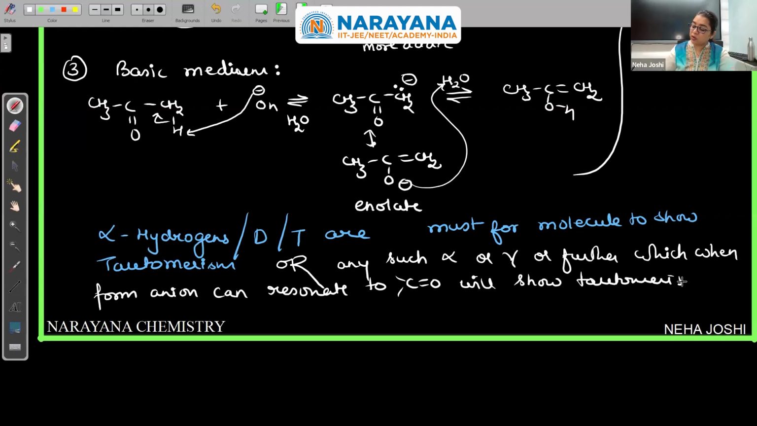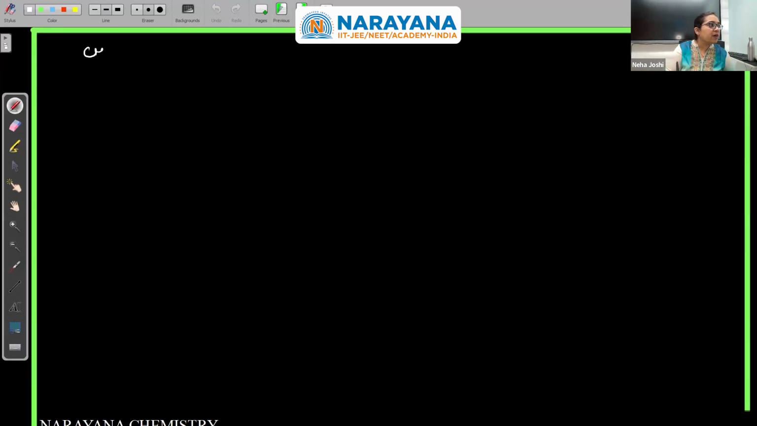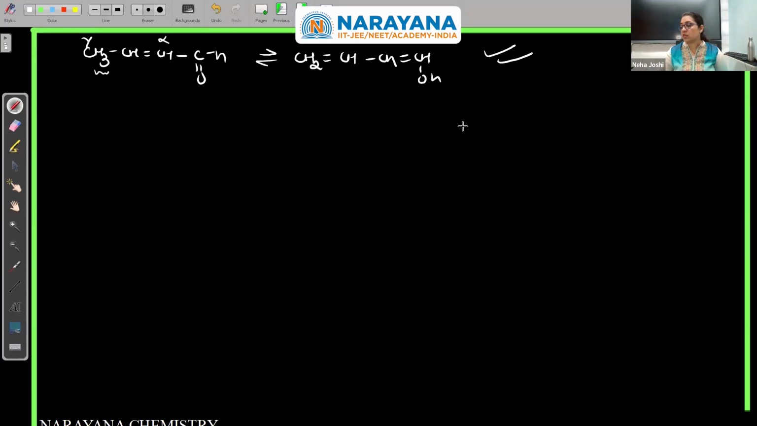What is this second line I want to mean? That any such system, for example, if I am given, need not be exactly alpha, but CH3, CH double bond CH, single bond COH. Now this is alpha, this is gamma. But yes, it can show resonance as I will remove CH from here and the anion can have resonance. So CH2 double bond CH single bond CH double bond CHOH. This is also a tautomer. So tautomer is exhibited from any further position.